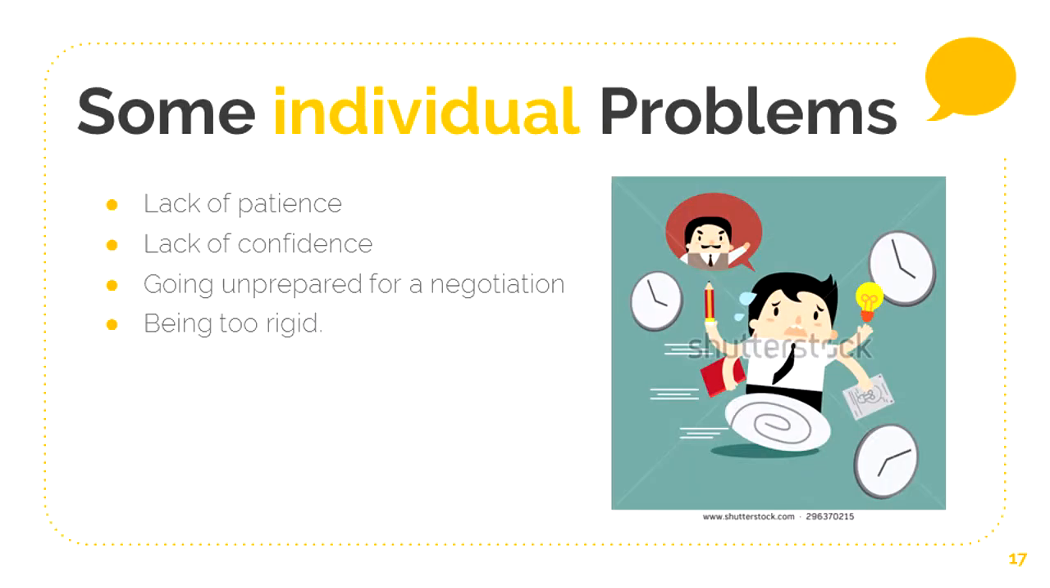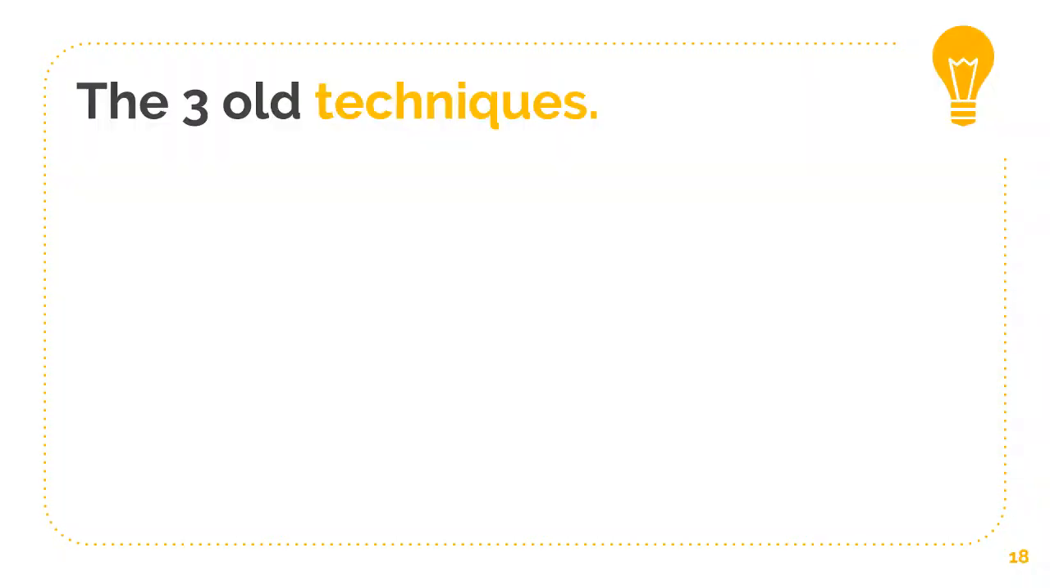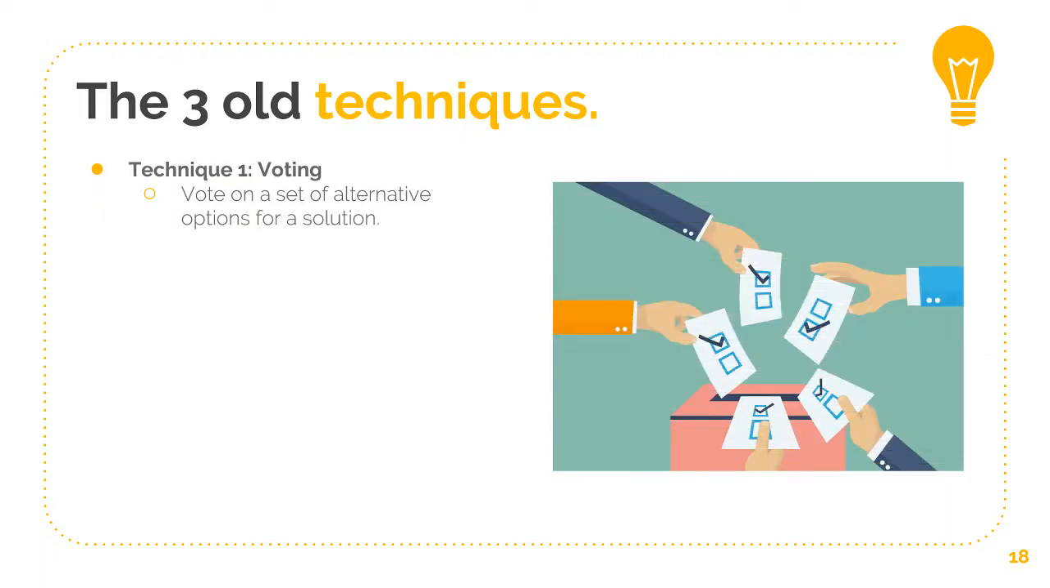Apart from the general problems, there are also some individual problems as well, such as lack of patience, lack of confidence, going unprepared for a negotiation, and being too rigid. And now we are going on to the three techniques of negotiation.